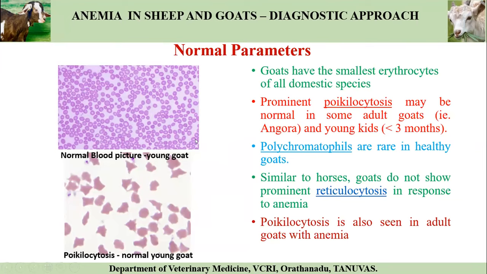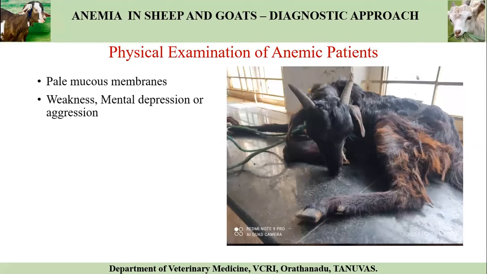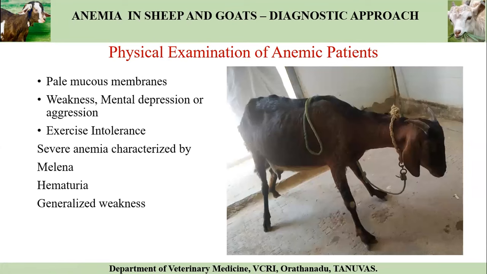Then poikilocytosis is also seen in adult goats with anemia. So what are all the physical examination findings? Pale mucous membrane, weakness, mental depression or aggression. You can see the pale mucous membrane and mental depression, exercise intolerance. Then severe anemia is characterized by melena, hematuria and generalized weakness. Even the animals may not be able to move.